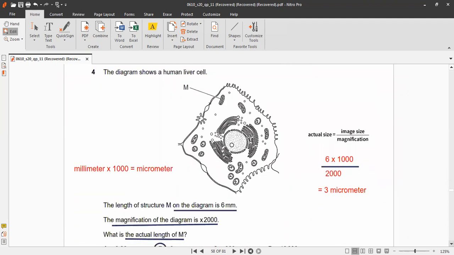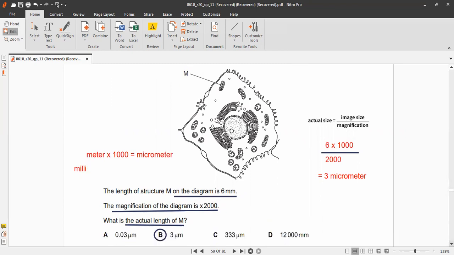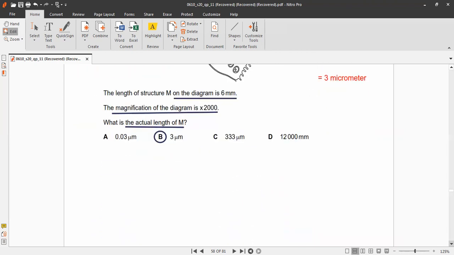The diagram shows a human liver cell. The length of structure M on the diagram is 6 millimeters. The magnification of the diagram is 2000. What is the actual length of M? Actual length equals image length divided by magnification. But here it is 6 millimeters, multiplied by 1000 to be micrometers. So 6 multiplied by 1000 divided by 2000 equals 3 micrometers.